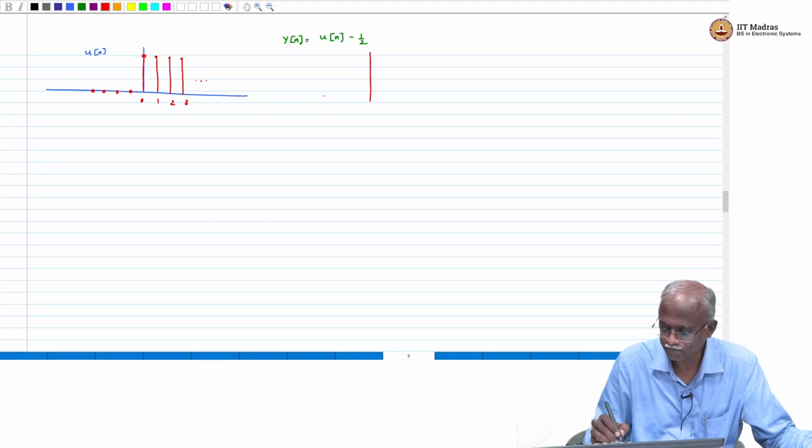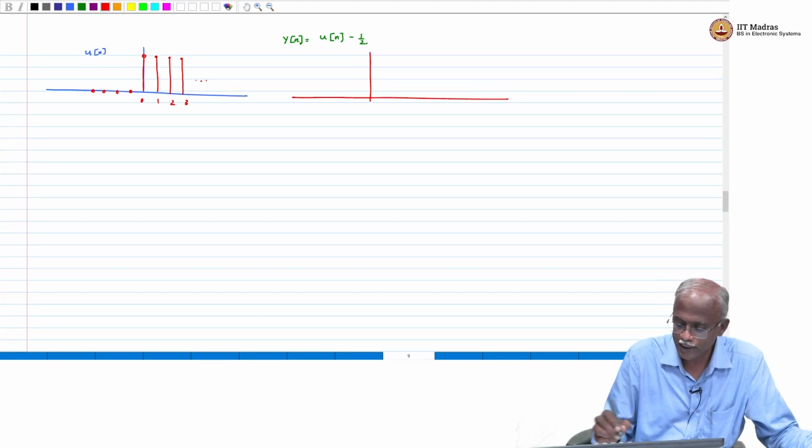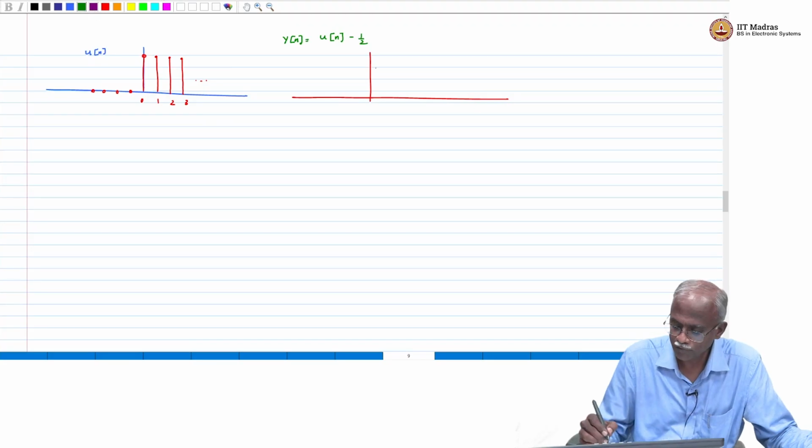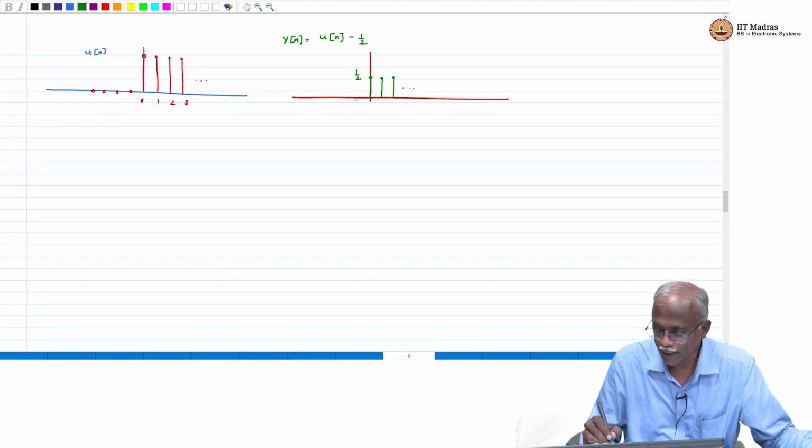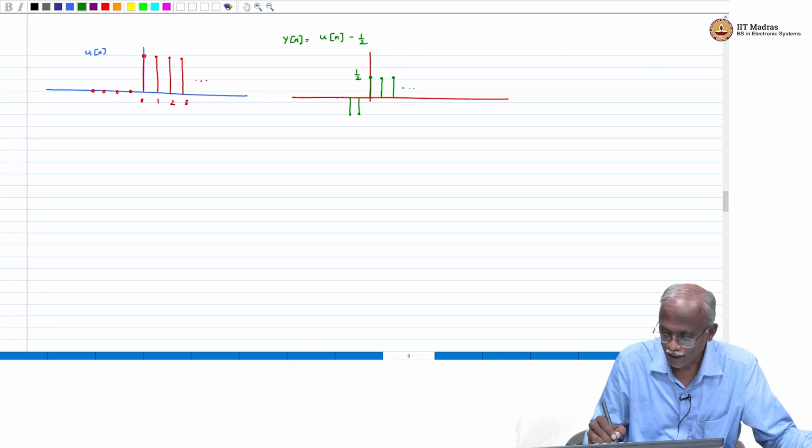Sketch y of n. Wherever it is 1, it will take the value 1/2, so it will reduce in height. All of these have got the value 1/2. Wherever it was previously 0, now it will take on the value minus 1/2. You see that there is something very interesting.